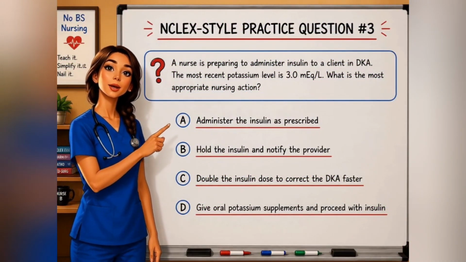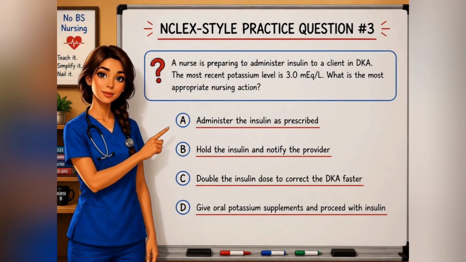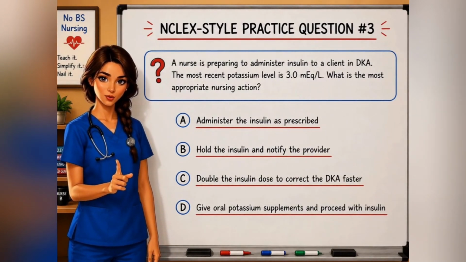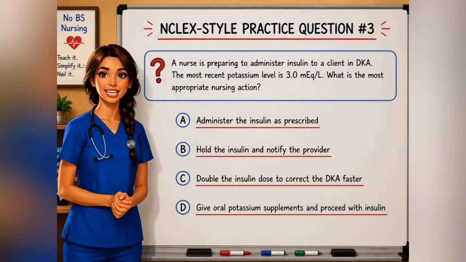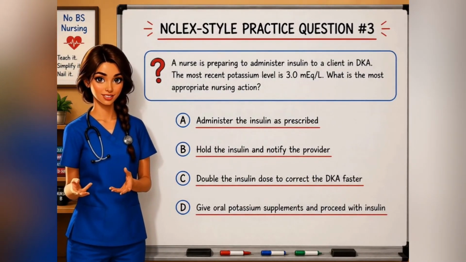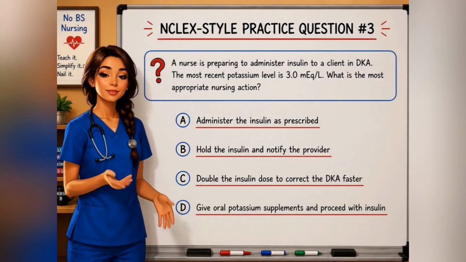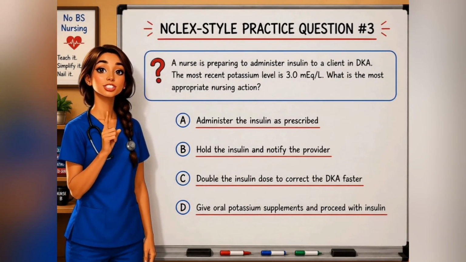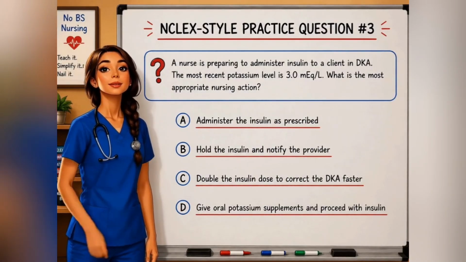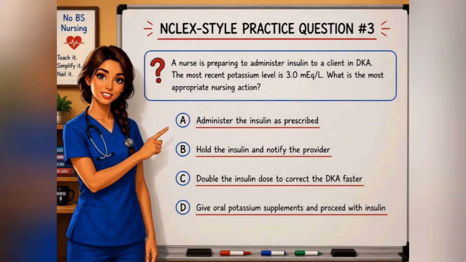A nurse is preparing to administer insulin to a client in DKA. The most recent potassium level is 3.0. What is the most appropriate nursing action? A. Administer the insulin as prescribed. B. Hold the insulin and notify the provider. C. Double the insulin dose to correct the DKA faster. D. Give oral potassium supplements and proceed with insulin.